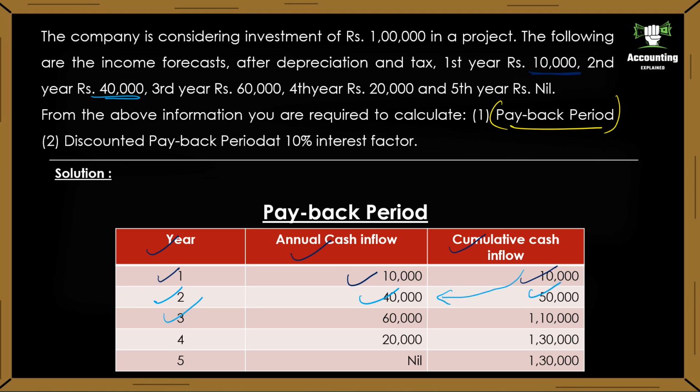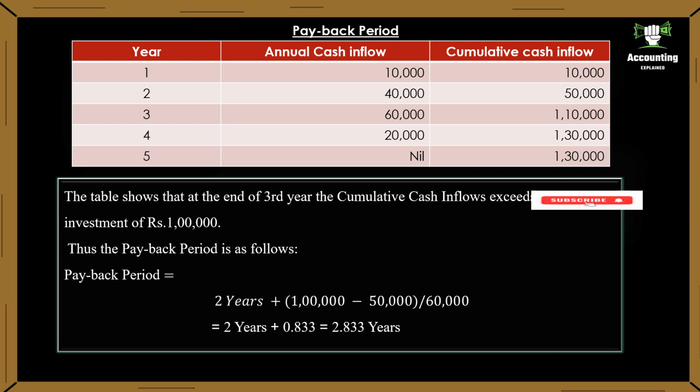Next, third year it is 60,000. Take 60,000. Next 50,000 plus 60,000 becomes our cumulative cash inflow for the third year, 1,10,000. Next fourth year it is 20,000. 1,10,000 plus 20,000 becomes 1,30,000. That's our cumulative cash inflow for fourth year. Fifth year it is nil. So take 1,30,000 directly. This is the table which we did now.